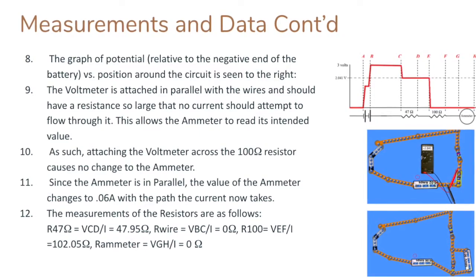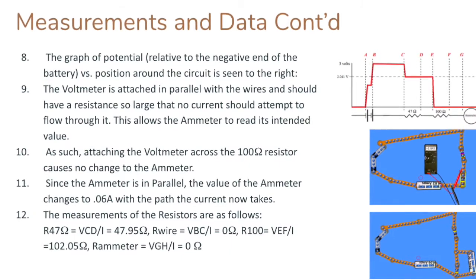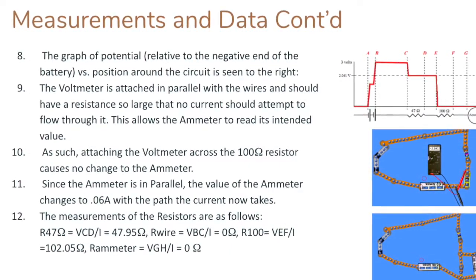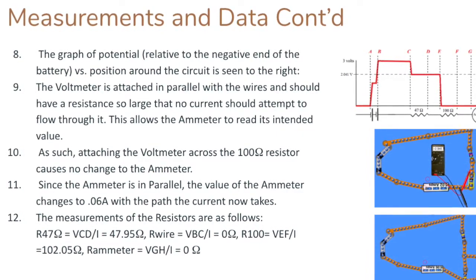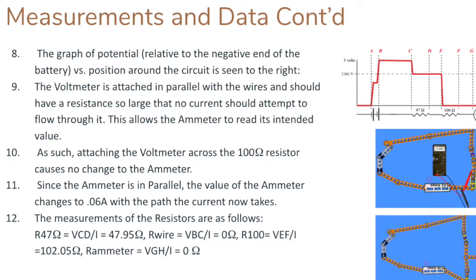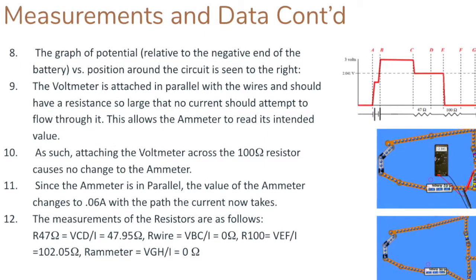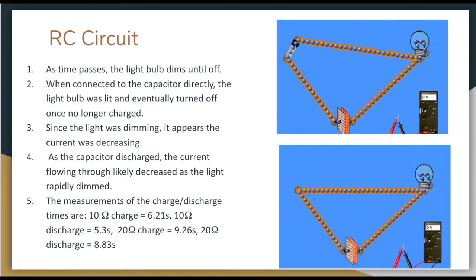As for when an ammeter is put in parallel with a resistor, there's a new path that the current takes, and the ammeter value changes to 0.06 amps for both ammeters. Using values we found previously, we can calculate what our expected value for each resistor is, and these are shown to be relatively similar to the expected value that they are supposed to represent.